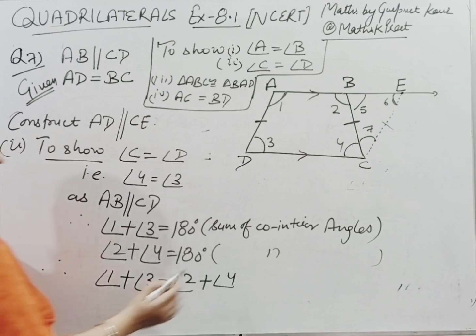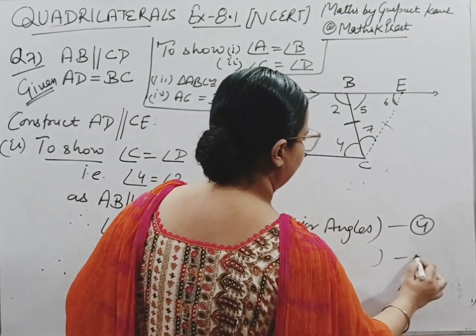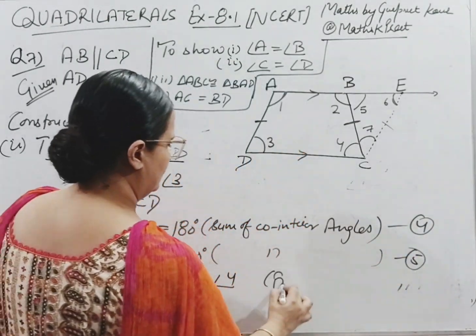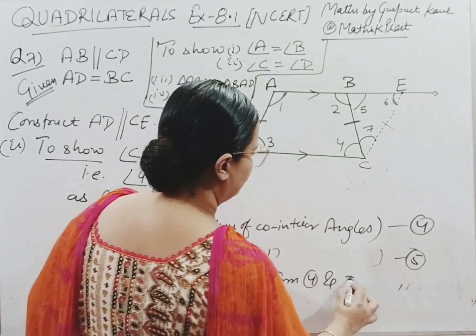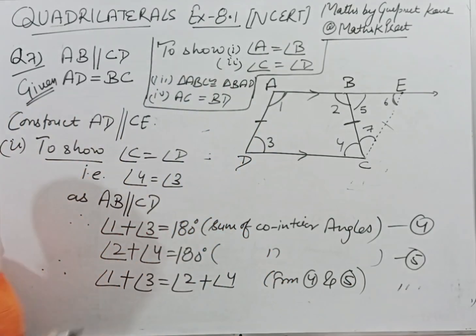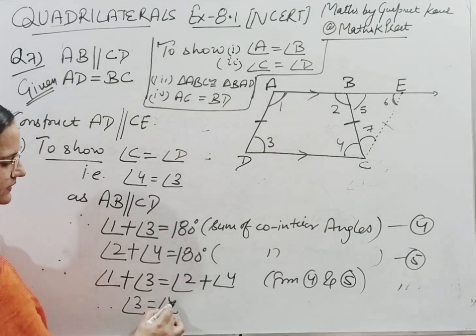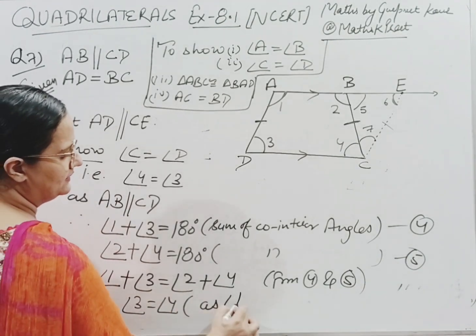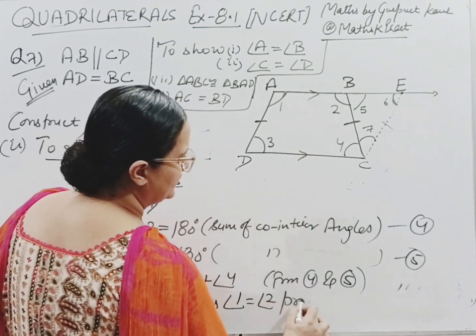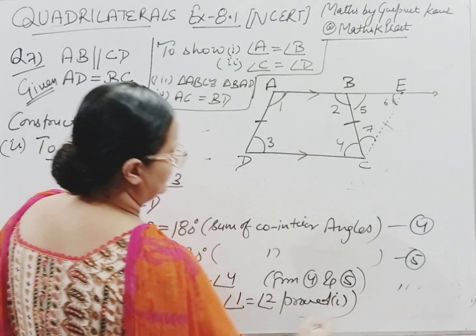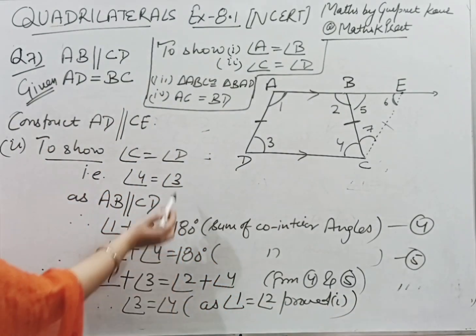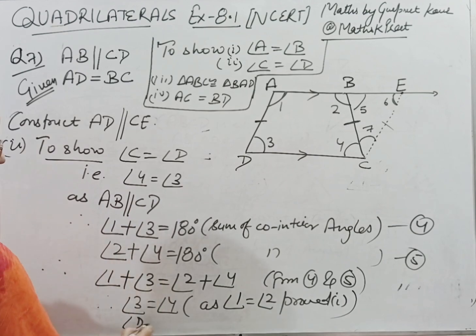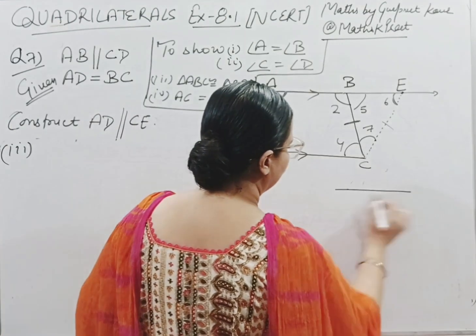Therefore, from 4 and 5, the right side is equal, so we can compare the left hand side. As angle 1 is equal to angle 2 in part 1, therefore angle 3 is equal to angle 4. Write the reason: angle 1 is equal to angle 2, proved in part 1. So angle 3 is equal to angle 4 means we have proved angle D is equal to angle C, hence proved.